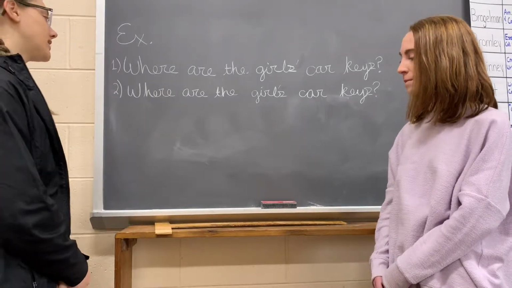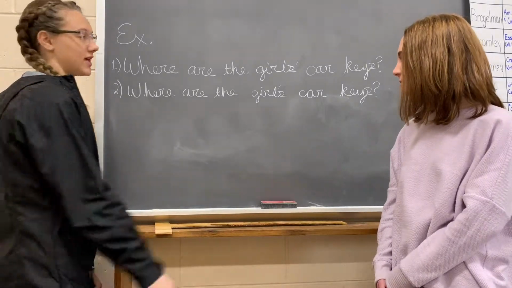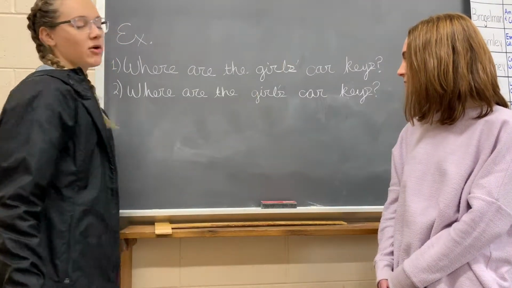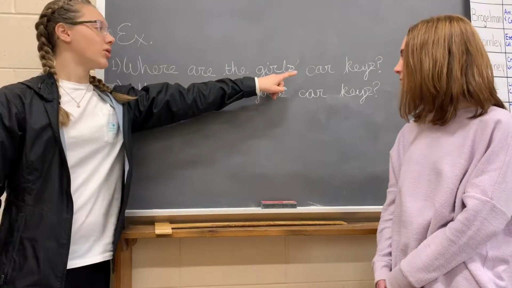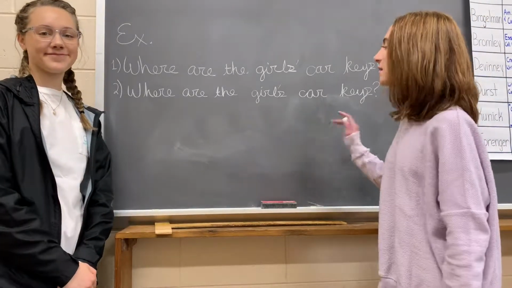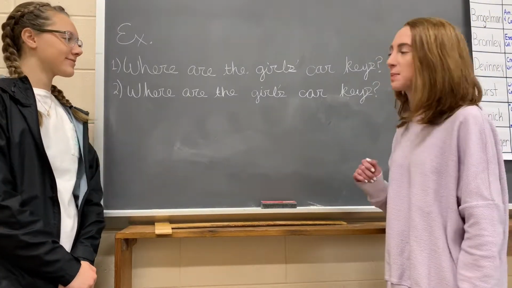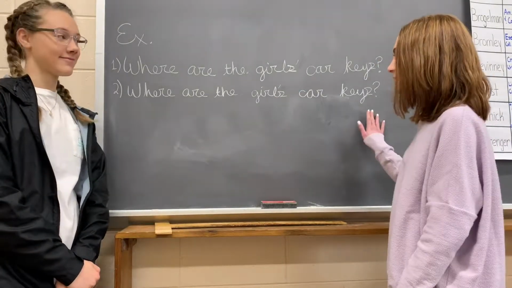In our first example, we say, "Where are the girls' car keys?" Because the apostrophe is placed after the S, we know that we're talking about a group of girls, and we know that the car keys belong to that group of girls. In the second example, we're saying the same thing, but since the apostrophe is placed before the S, we know that we're talking about one girl's car keys.